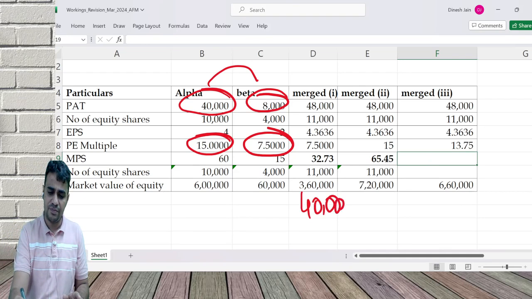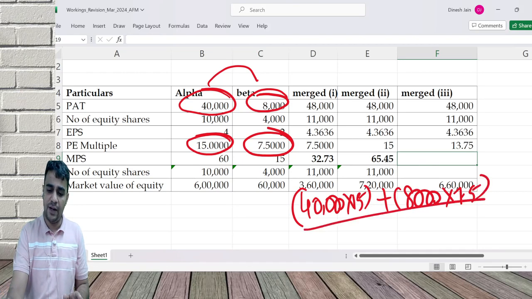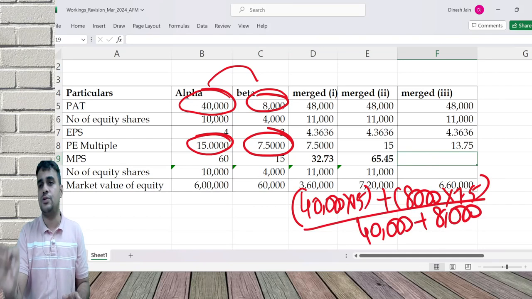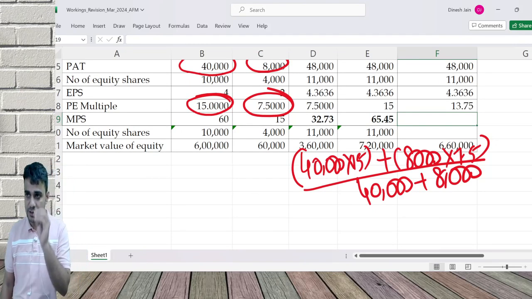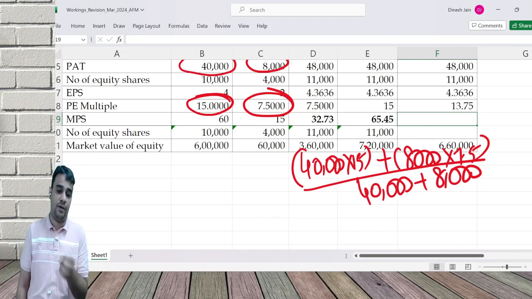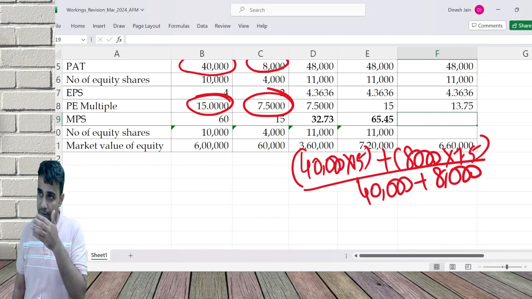40,000 into 15, plus 8,000 into 7.5, divided by 40,000 plus 8,000. This is the formula for weighted average P multiple. Everything is there in concept book. Just be in listen mode. When I tell you to write something, write it. Otherwise, be in listen mode.